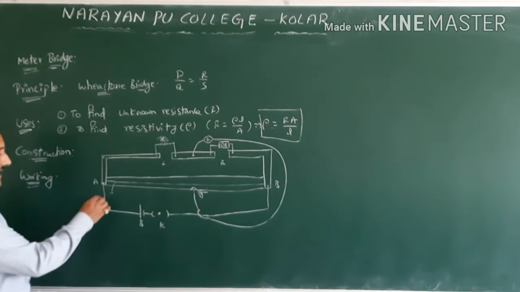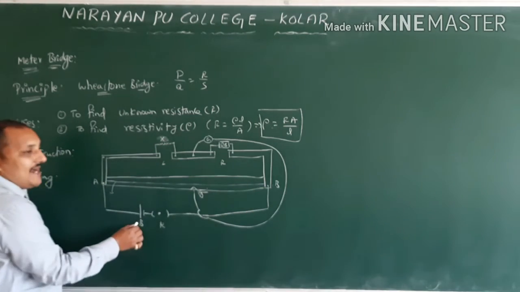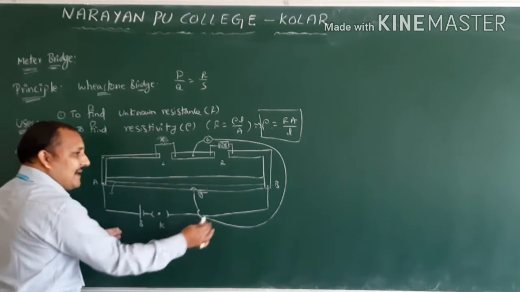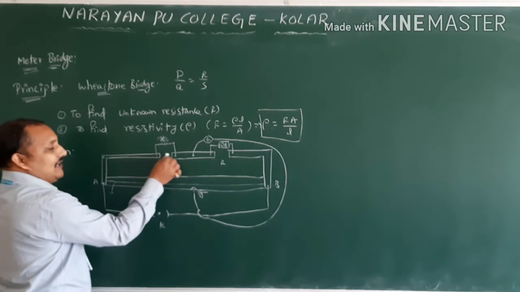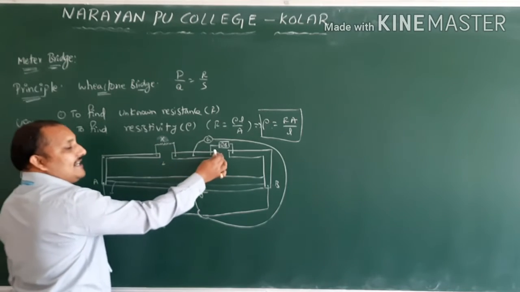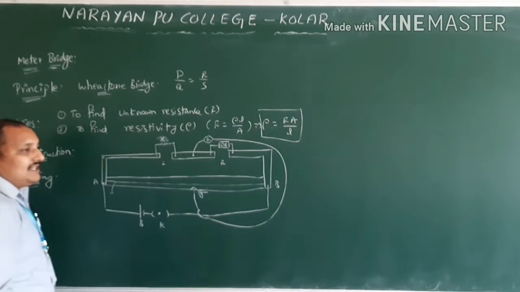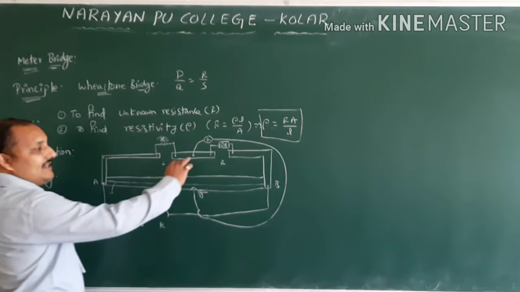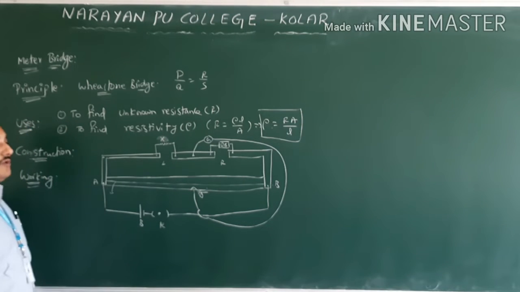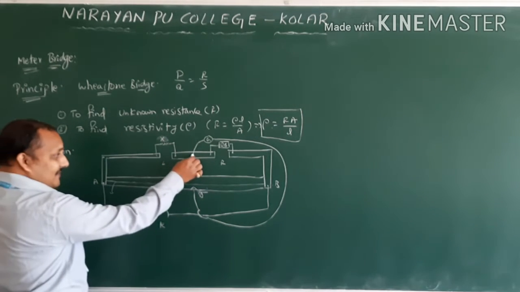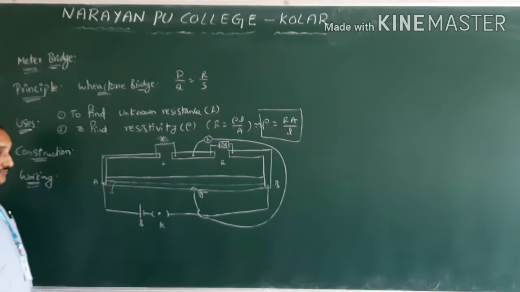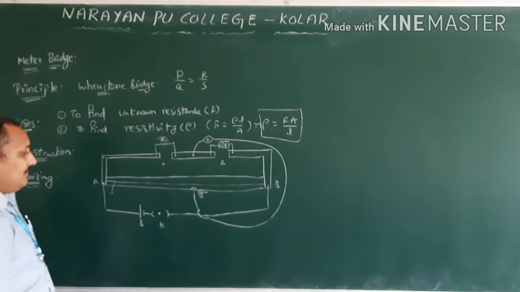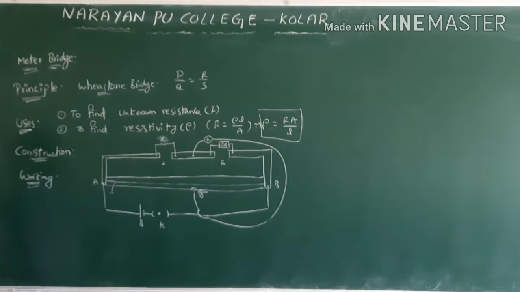Once again, we will see A and B we connected to a battery with a key. Why we connected the battery is to provide the current. Next, in the left gap why we connected unknown resistance, in the right gap known resistance. That is nothing but the resistance box we connected. Resistance box we connected means known resistance we connected. Remaining, from the center through the galvanometer we connected to the jockey J. This is nothing but the construction of the meter bridge.